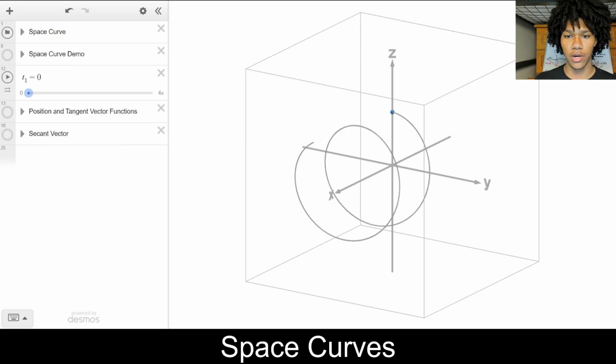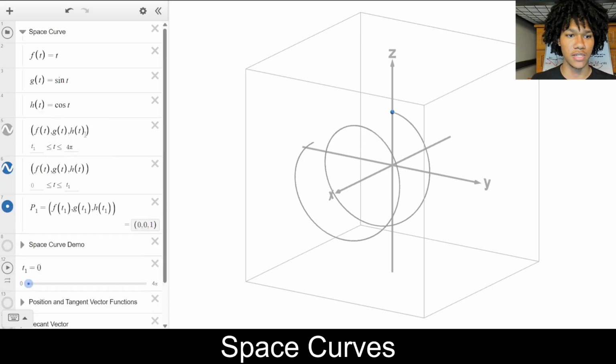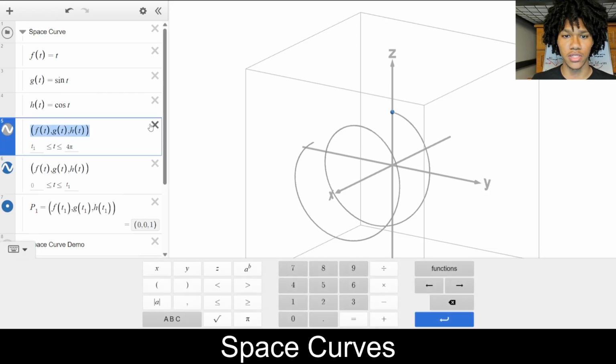We've already talked about how we can parametrize lines in space. Now we can generalize that to actually parametrizing any curve in space. So what I have here is, first, let's imagine we parametrize a three-dimensional point in space with functions for the x, y, and z components.